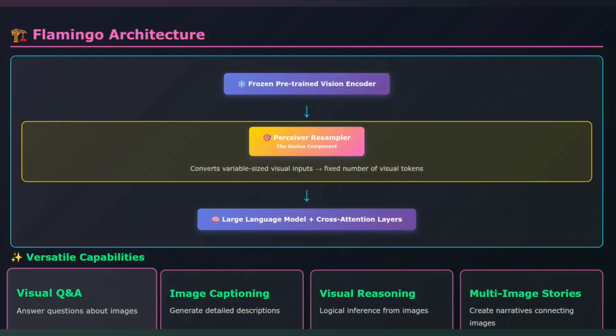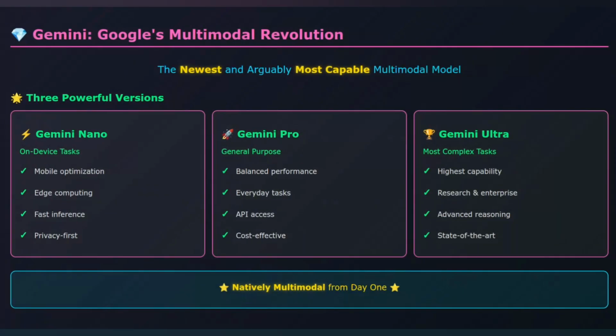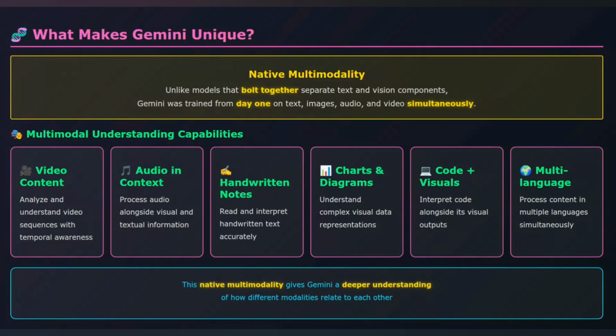Now let's talk about Google's Gemini, the newest and arguably most capable multimodal model in the game. Gemini comes in three sizes: Nano for on-device tasks, Pro for general use, and Ultra for the most complex tasks. What makes Gemini unique is that it was designed from the ground up to be natively multimodal. Unlike models that bolt together separate text and vision components, Gemini was trained from day one on text, images, audio, and video simultaneously. This native multimodality gives it deeper understanding.